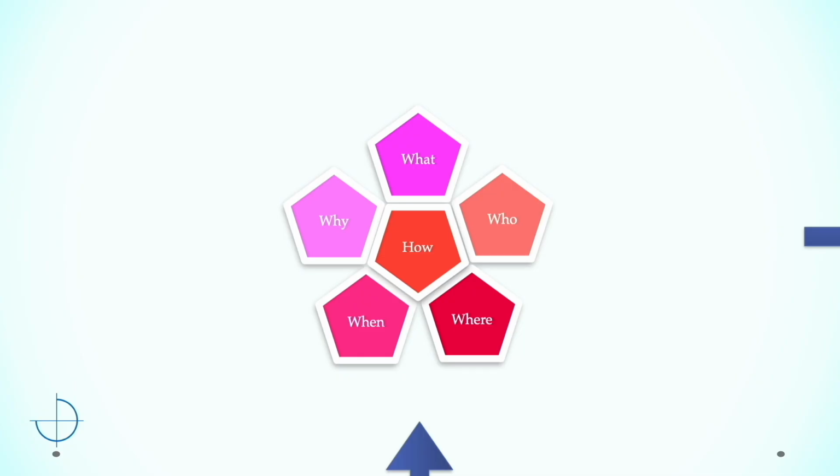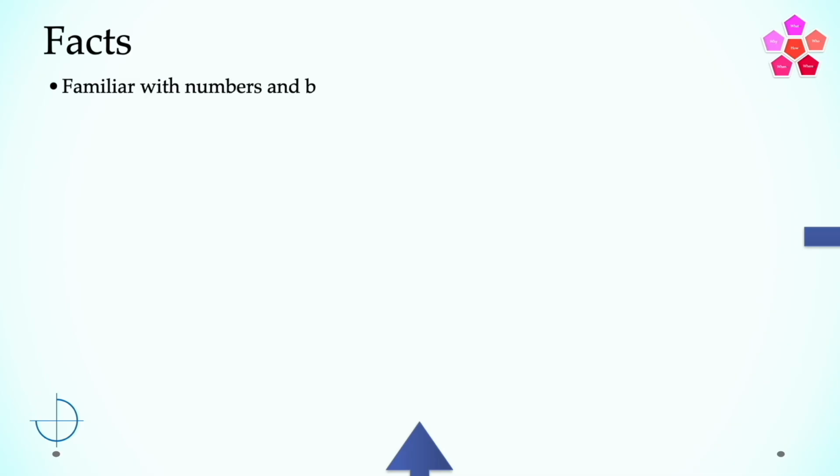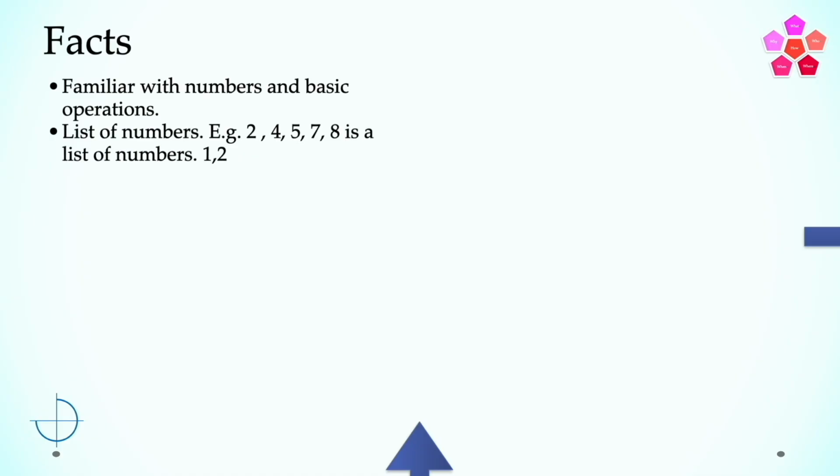The objective is to develop your ability to not only identify arithmetic progressions but also to make you skillful with them. Let's start with some facts before we start with arithmetic progression. The assumption is that you have a good understanding about these facts. Familiar with numbers and basic operations. That's the first assumption. The second assumption is list of numbers. For example, 2, 4, 5, 7, 8 is a list of numbers. 1, 2, 3, 4, 5 till 100 is also a list of numbers.